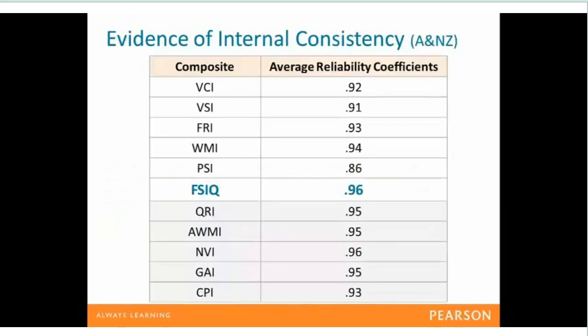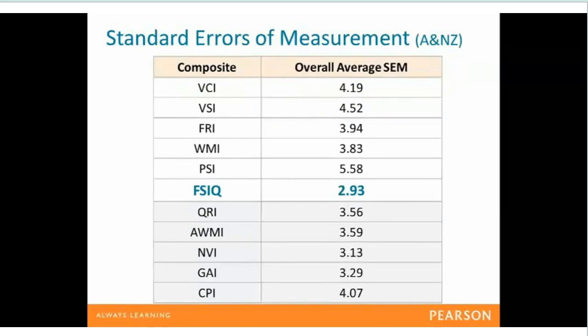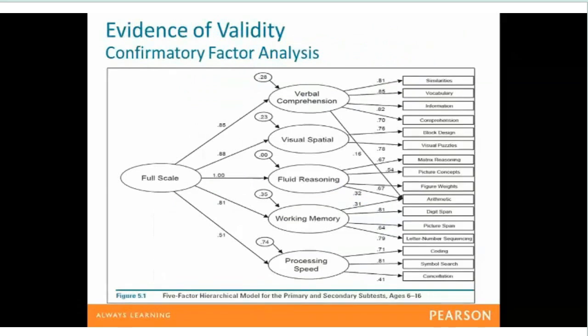The full-scale IQ has an internal consistency of 0.96, which is very high. And the standard error of measurement around that full-scale IQ is less than 3 points. This is a look at the confirmatory factor analysis representing that new 5-factor model. This is something that needs to be done in every country that duplicates the WISC-V norms. If you'd like to read more about this 5-factor model and the validity, you can find this in the WISC-V technical manual.